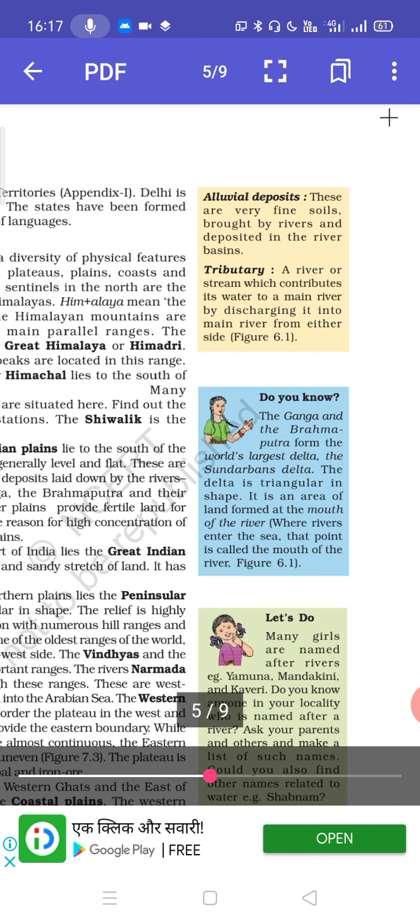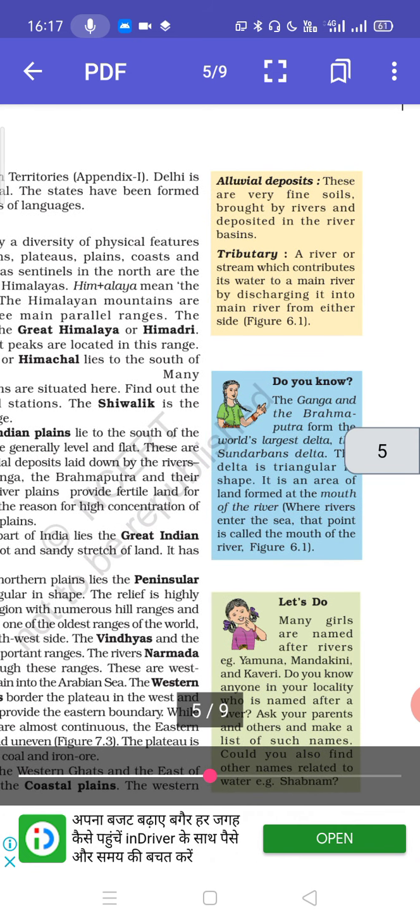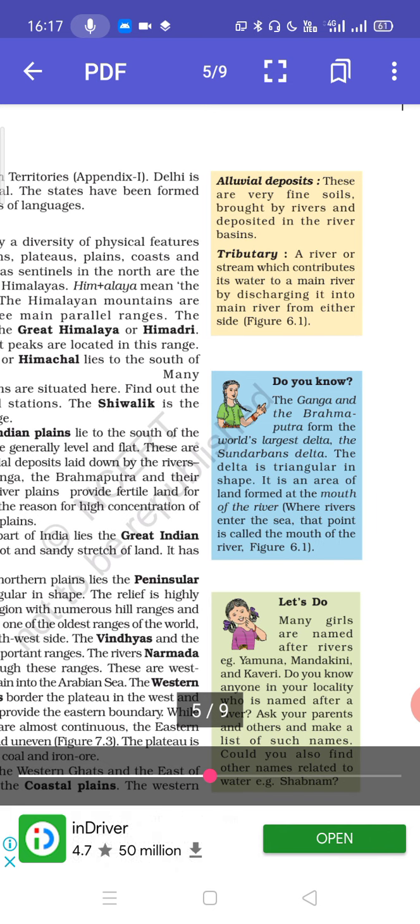So alluvial deposits are the fine soil, and because it has been brought by the river, it is very fertile. By tributary, we mean a stream or a river which contributes its water to the main river by discharging it into the main river from either side.